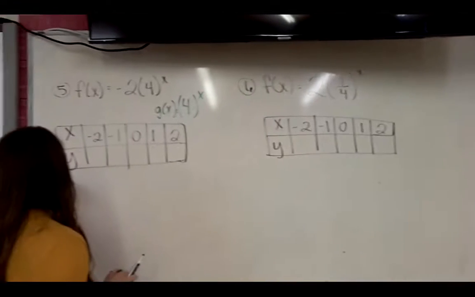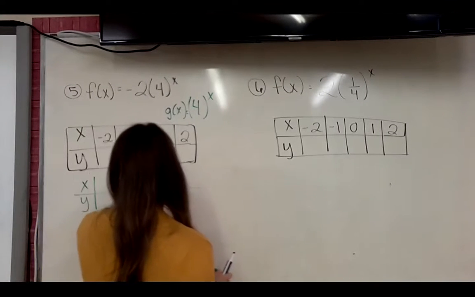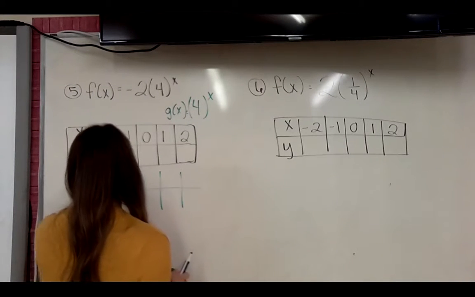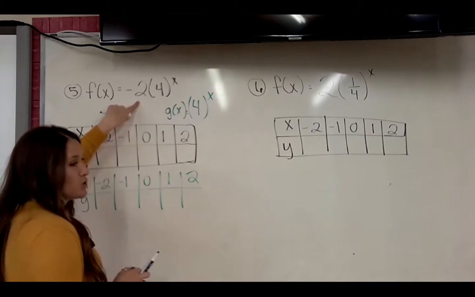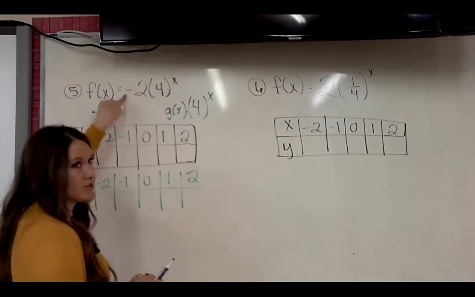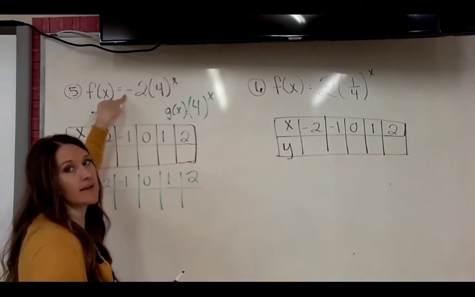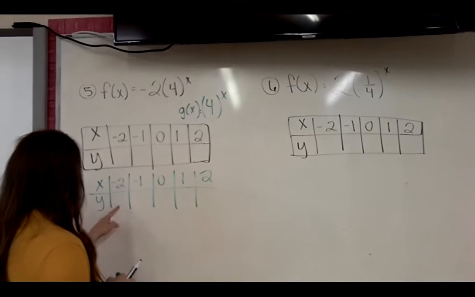Okay, I guess I'll do a separate table for that, which we can go ahead and compare, looking at that. It's being multiplied, so that would be a vertical stretch by a factor of 2, and a negative outside, which means it is a reflection across the x-axis. So it had two things happening to it. Okay, so let's plug these in.